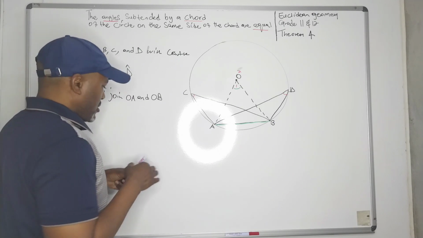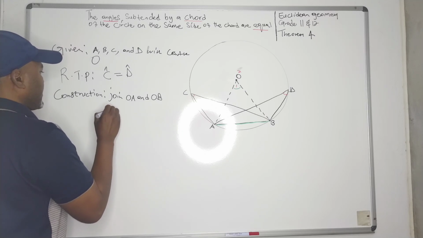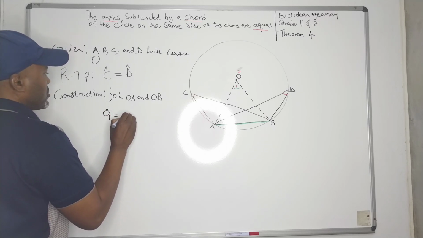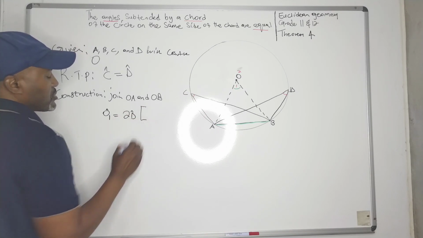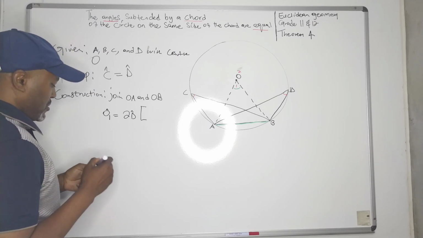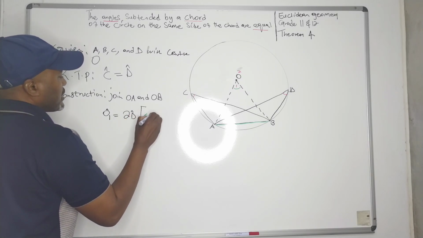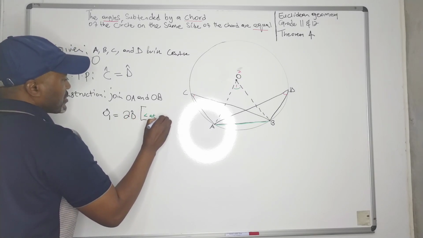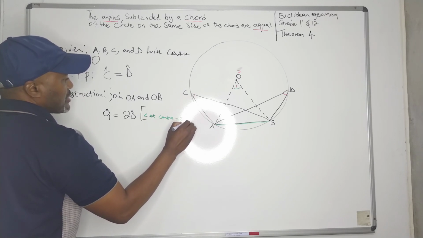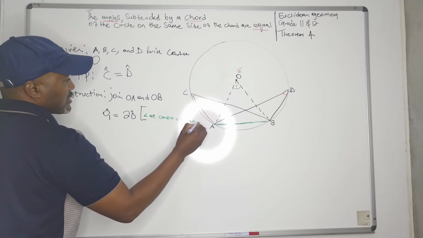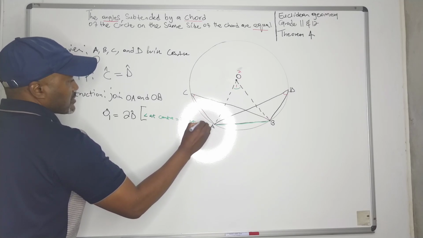So we know now that O1 is equal to twice angle D. Then we need to give a reason for that. The reason is that angle at center is equal to 2 times angle at circumference, right?